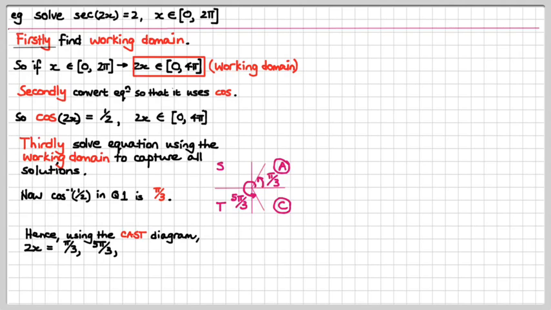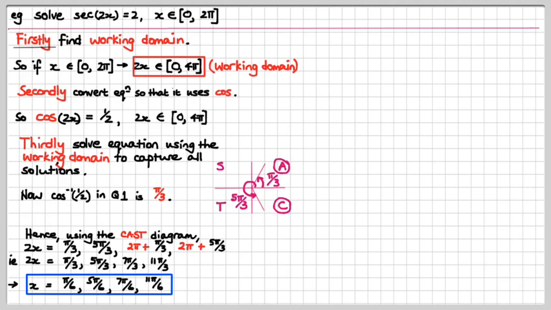Now what you do is you just keep adding 2 pi to here and to here, leapfrogging across until you get out of range, and out of range means you can only go as far as 4 pi, our working domain. So what's that come to? Yeah, 11 pi on 3 looks like the last one because that's very nearly 4 pi, 4 pi being 12 pi on 3. So when you get to that stage, you just solve the thing for x. And there's the answer, okay?